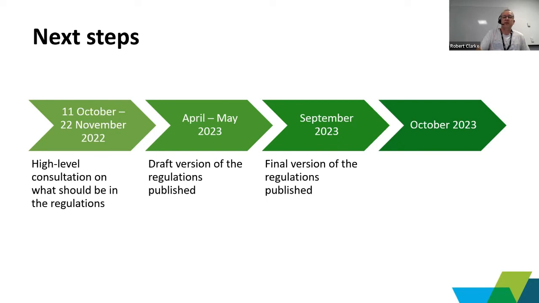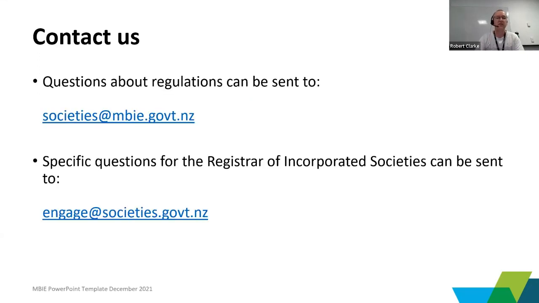Then in September 2023, we'll be publishing, well, the Minister, or as the Governor General actually, will be making the regulations final. And 28 days later, in October 2023, societies can start applying to re-register. If you've got some specific questions about the regulations, or the proposed regulations in our discussion document, you can send those to societies@mb.govt.nz, and either Robert or Annie will respond to you promptly. Now, if you have specific questions for the Companies Office, otherwise known as the Registrar of Incorporated Societies, they can be sent to engage@societies.govt.nz. So that includes anything about education campaigns.